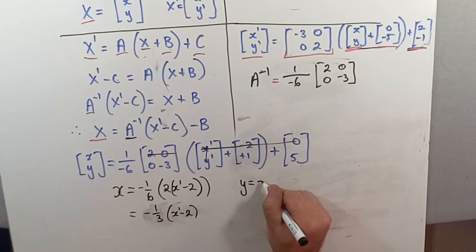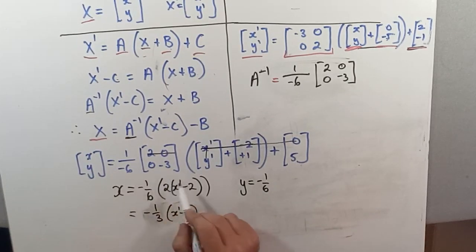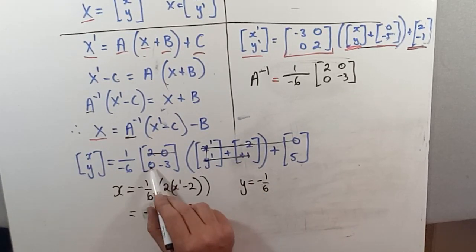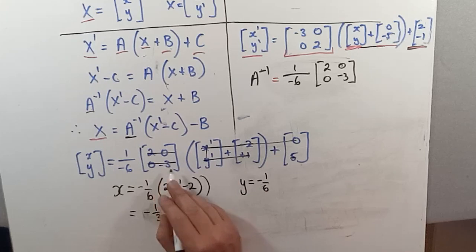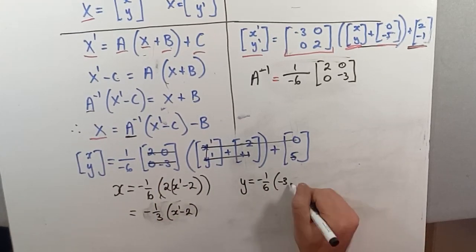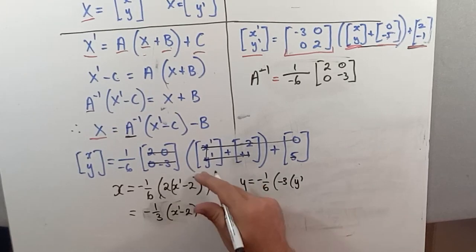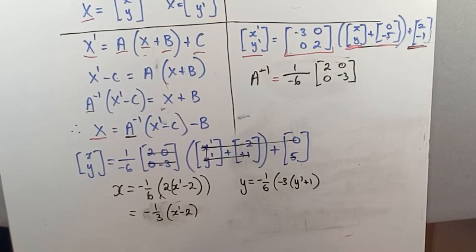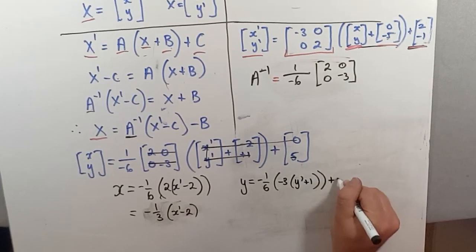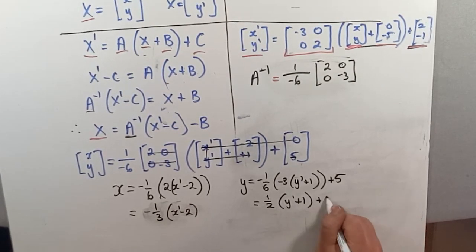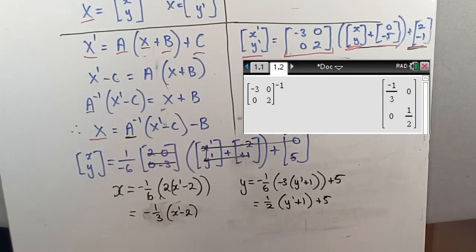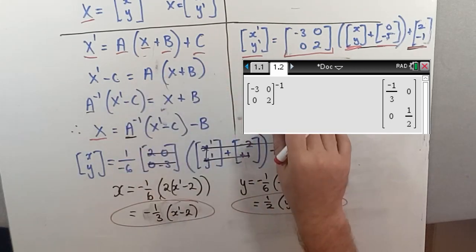Now y is going to equal -1/6 of, I'll do this first and then go across here and then across here. So 0 x prime minus 3 of y image plus 1, plus 5. What does that give me? That gives me 1/2 of y image plus 1, plus 5, and that's the same as the equations that we had before. I don't need to rearrange now because I did all the rearranging up here.